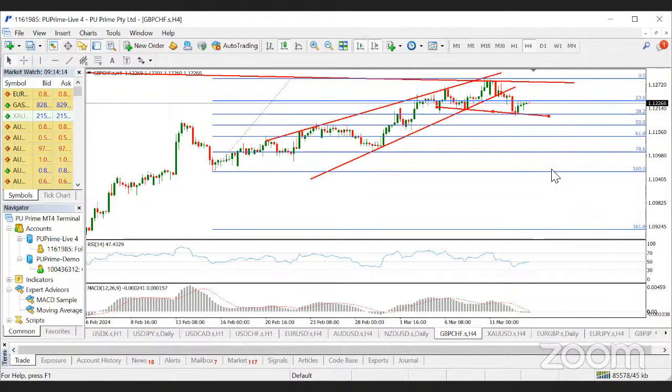But what if the news comes out to favor the pound? Well, if the news comes out to favor the pound, price could actually go up. But then, like I always say, that will be a short-term movement. The longer one is actually when it goes down. So personally, I'll be looking out for more of the long-term bearish breakouts on GBP CHF.